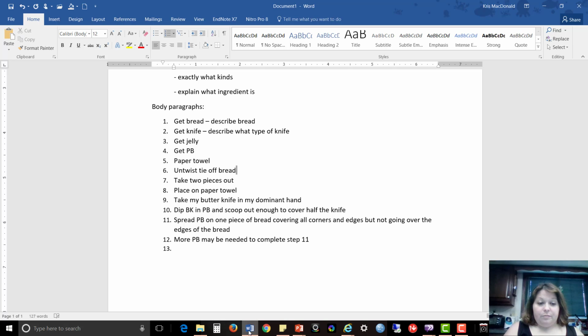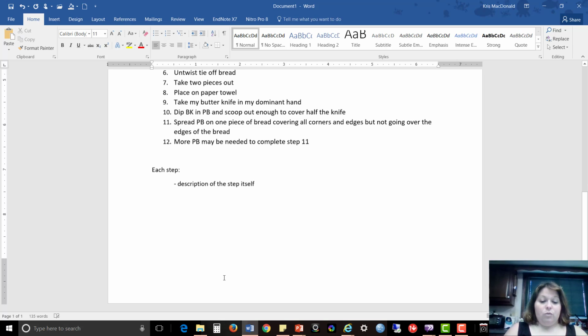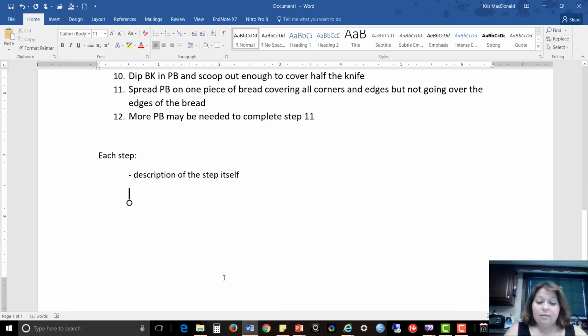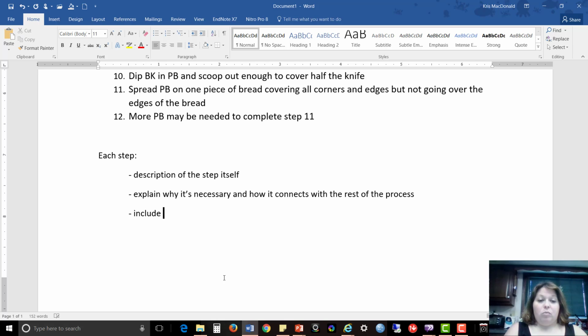Each step, you want each step to have a description of the step itself. You also want each step to explain why it's necessary, and how it connects with the rest of the process. And then you finally want to include one of those reader self-checkpoints.